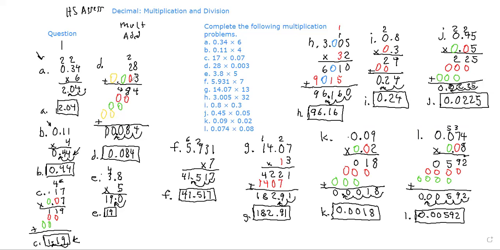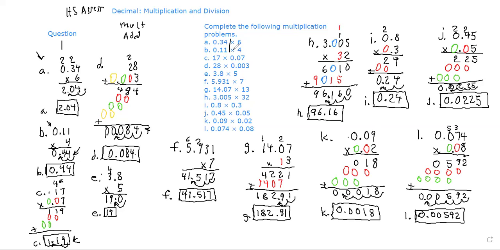Now we count the number of decimal places in the number that we multiplied. We have 1, 2, 3. Then we go to our answer. We start at the rightmost position, which is right here. And we count over. 1, 2, 3. That's where our decimal place goes. And our answer is 0.084.